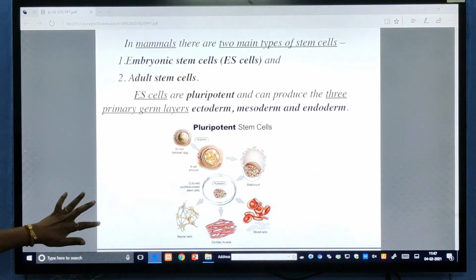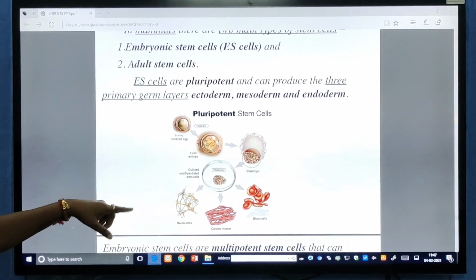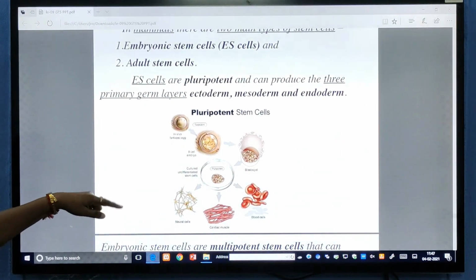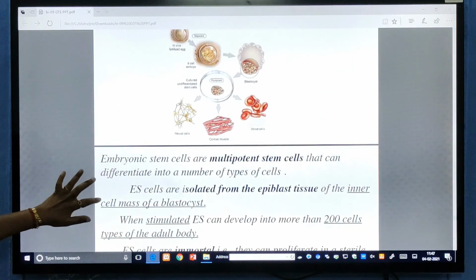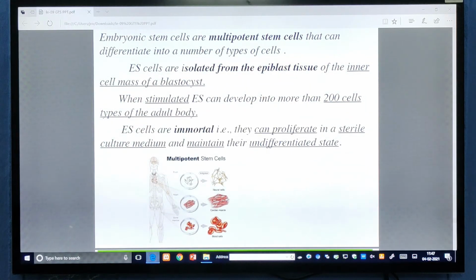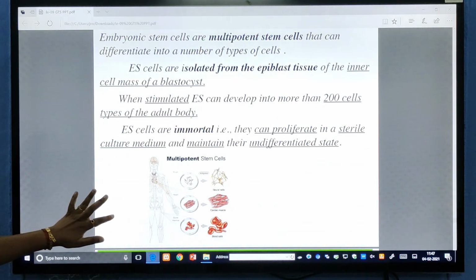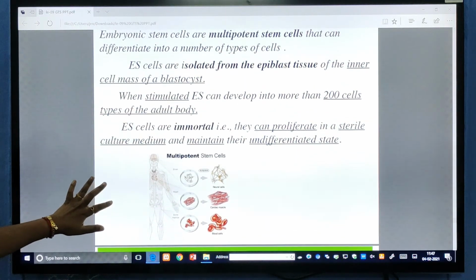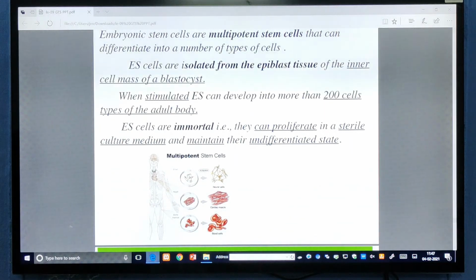You can see here, one picture is given in vivo. The pluripotent cells were able to differentiate into the respective cells, whichever you need. And adult stem cells are said to be multipotent. Pluripotent is differentiated from the multipotent cell. Multipotent stem cells can differentiate into a number of types of cells. So ES cells are isolated from the epiblast tissue. Where do you find the epiblast? In the blastocyst, isn't it? In the blastocyst you can find the epiblast tissue, the inner cell mass of the blastocyst. From there it is isolated.